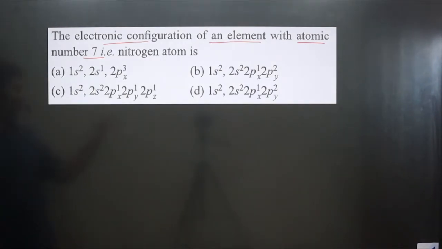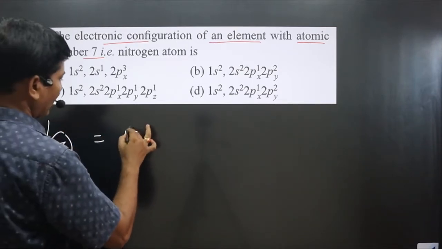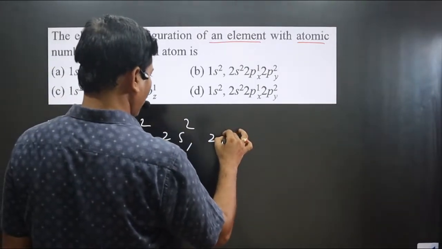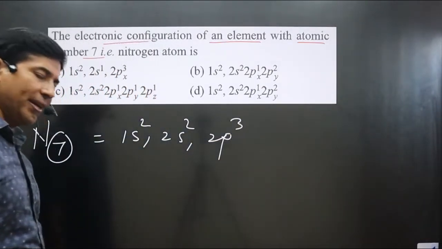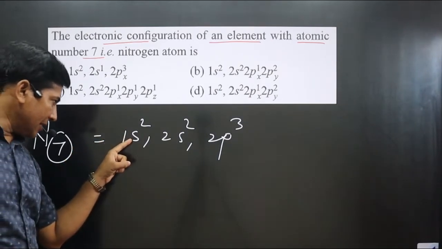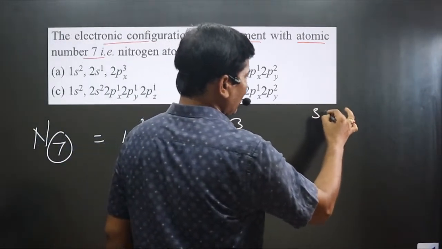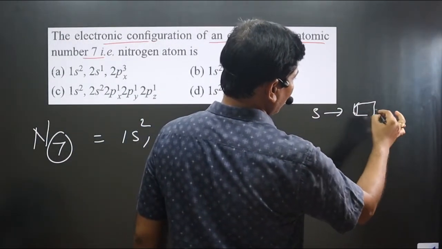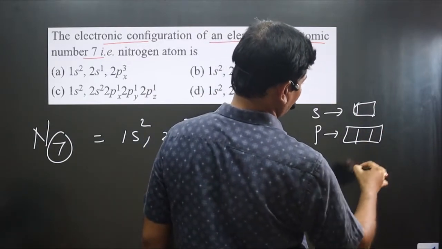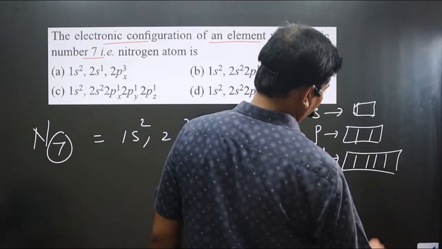First of all, we write down the electronic configuration for nitrogen. Atomic number 7: we have 1s2, 2s2, 2p3. Now if we write orbital notation, in the s subshell we have only one orbital, that's why we use only one box. In the p subshell we have 3 orbitals, so we use 3 boxes. In the d subshell we have 5 orbitals, so we use 5 boxes.